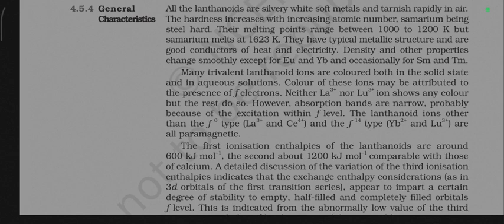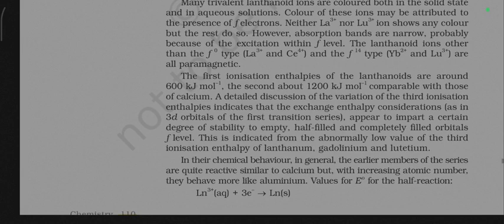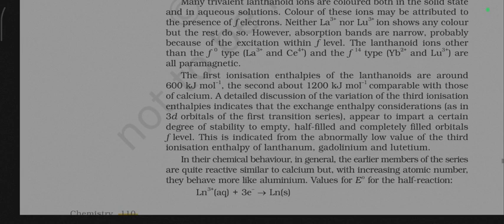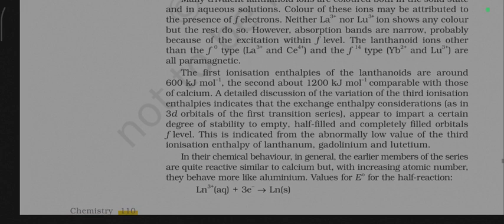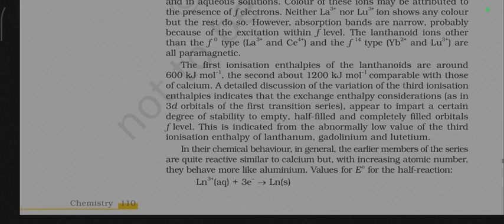Many trivalent lanthanoid ions are colored both in the solid state and in aqueous solution. The color of these ions may be attributed to the presence of f electrons. Neither La3+ nor Lu3+ ion shows any color, but the rest do so. However, absorption bands are narrow, probably because of excitation within the f level. The lanthanoid ions other than the f0 type La3+ and Ce4+ and the f14 type Yb2+ and Lu3+ are all paramagnetic.